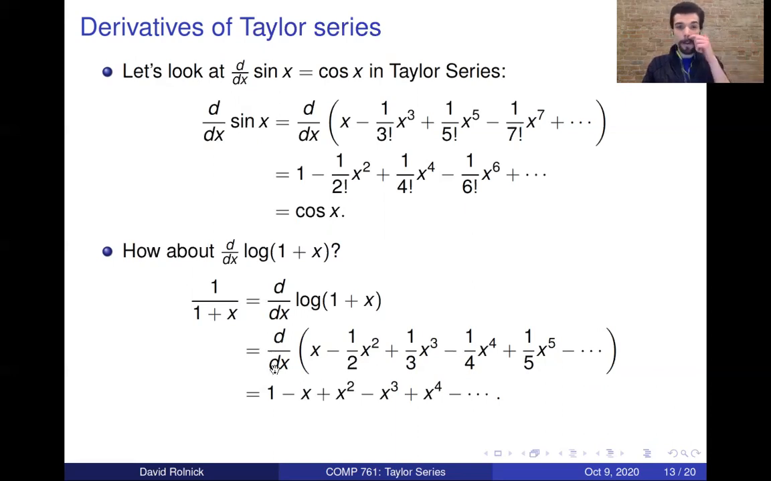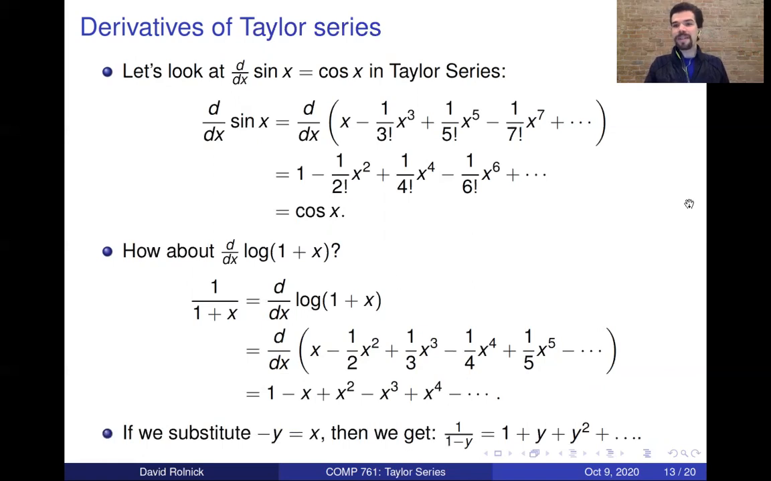Okay, so, well, if we substituted in negative y equals x, we get 1 over 1 minus y is equal to 1 plus y plus y squared plus y cubed, and so on, which is just the geometric series. So we see that actually this whole geometric series thing is another Taylor series. This is the Taylor series for 1 over 1 minus y. All these infinite series are all connected.